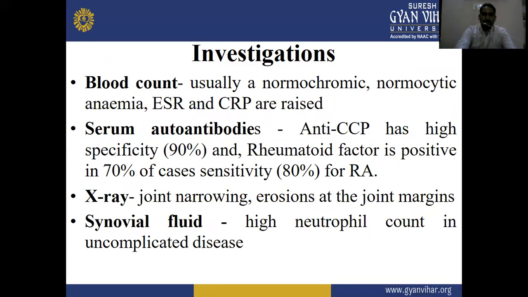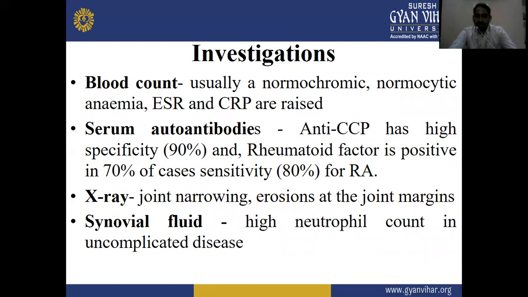Next one is investigation of rheumatoid arthritis. The first investigation test is the blood count, which usually shows normochromic, normocytic anemia. Erythrocyte sedimentation rate and C-reactive protein are raised during rheumatoid arthritis.